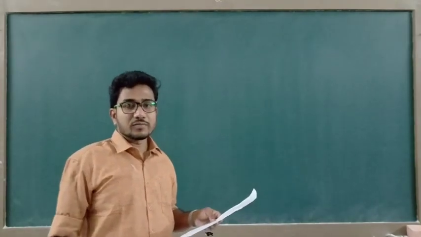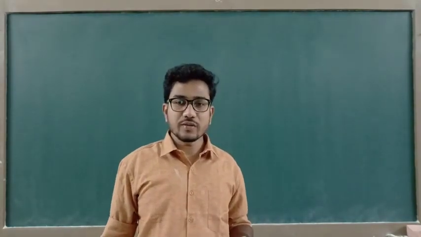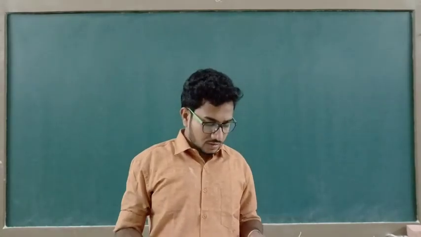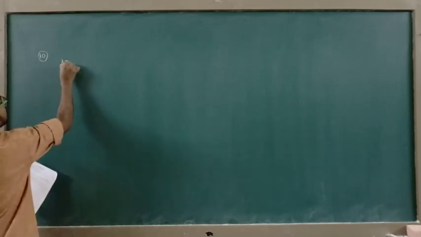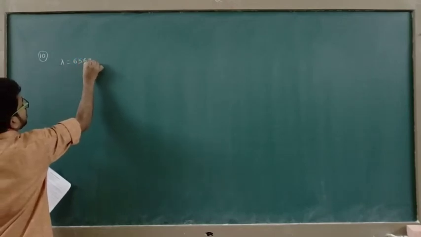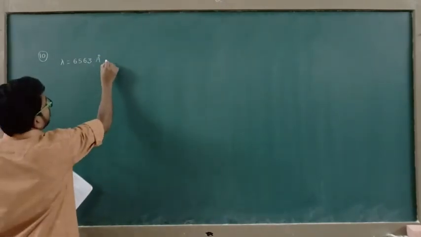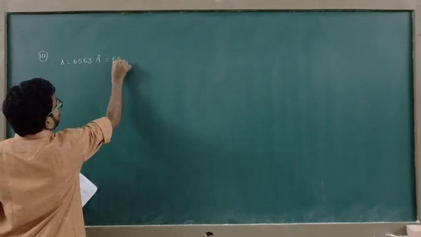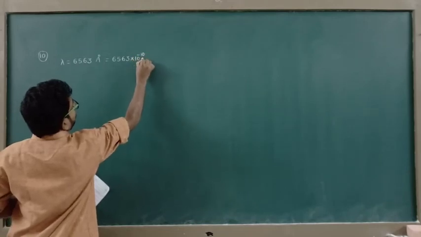In case of redshift, frequency decreases and hence wavelength increases. So here they have mentioned wavelength of the line. Lambda is equal to 6563 angstrom, or this is equal to 6563 into 10 to the power minus 10 meter.